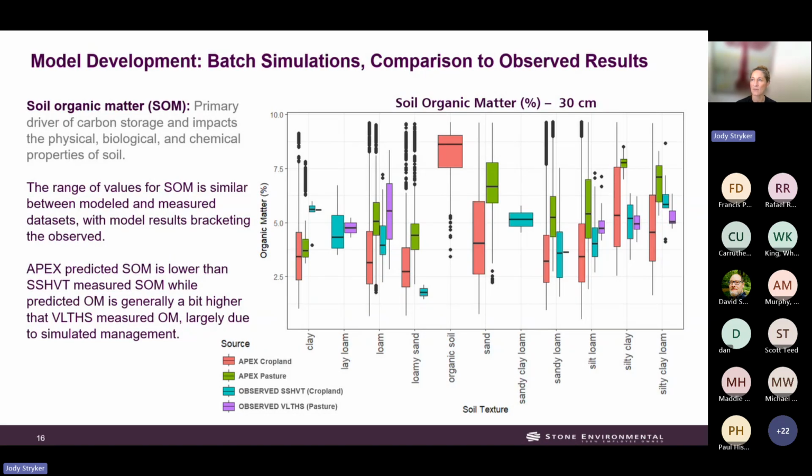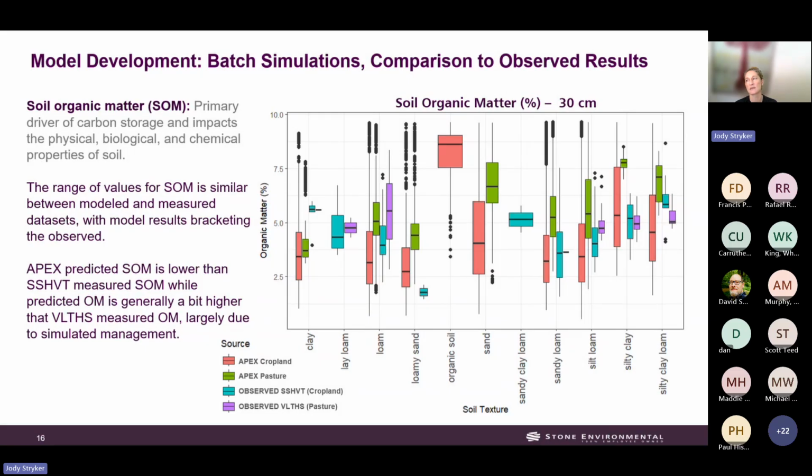We do see here that the median Apex predicted soil organic matter is a bit lower than the median state soil health data, which again are the cropland data points. And then the median Apex predicted soil organic matter is generally a little bit higher for the pasture data than the observed. We're pretty confident that that bias is a product of the management that is included in these simulations. One aspect is that we're running many more row crop management scenarios than hay scenarios in that cropland bucket.